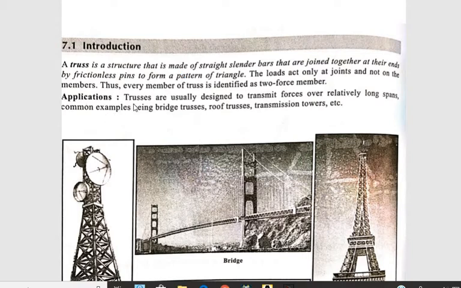Then applications. Where are these trusses used? Trusses are usually designed to transmit forces over relatively long spans. Common examples of trusses are bridge trusses, roof trusses, transmission towers, etc. In industrial buildings, workshop sheds, and railway platforms, you will also find some types of truss geometries. A steel truss is made from steel members, n number of members, connected together to form a geometry. It is very economical when the span is large.